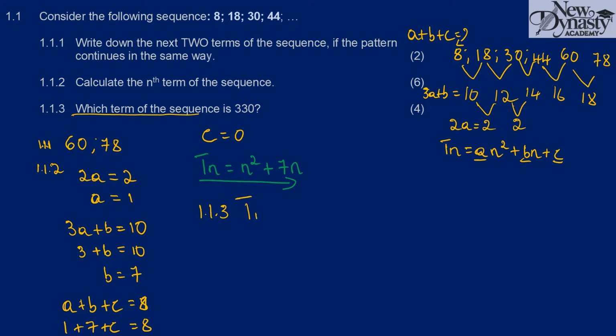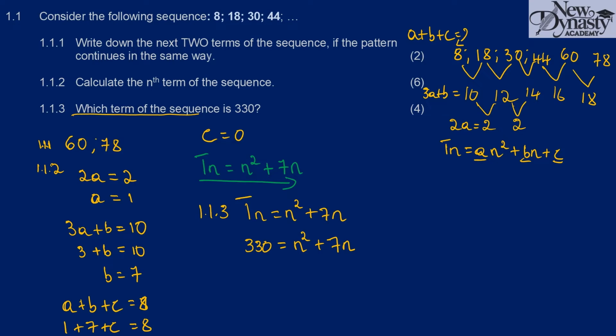Let's rewrite the formula. Tn is equal to n squared plus 7n. Instead of Tn here, you're going to put 330, because we want to know where this 330 is in our sequence. Then we have to calculate n. So we leave n as it is here, plus 7, and also this n there. Now this looks like a quadratic equation, which needs to be written in standard form.